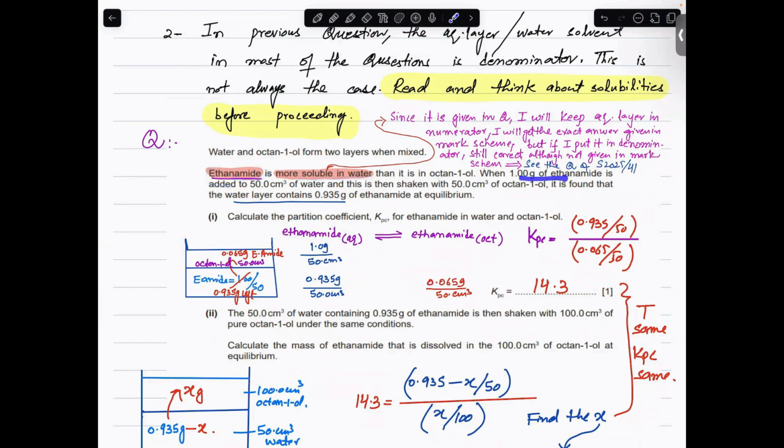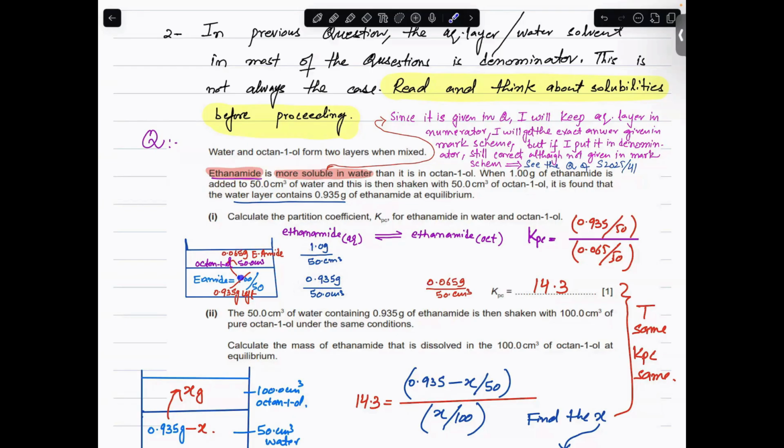When 1 gram of ethanamide is added to 50 of the water, and this is then shaken with 50 of the octan-1-ol, it is found that the aqueous water layer contains this much. What does this show? Ethanamide in water was 1 in 50. And after adding octan-1-ol it's 0.9. So 1 minus 0.065.